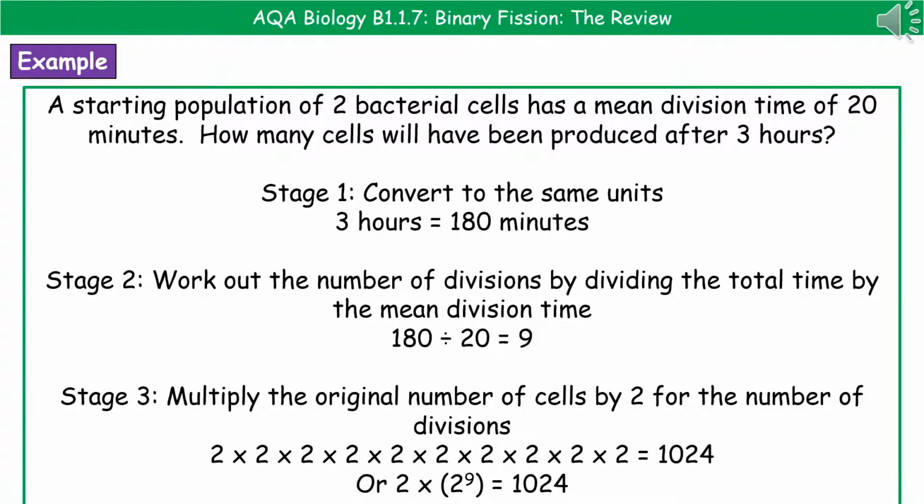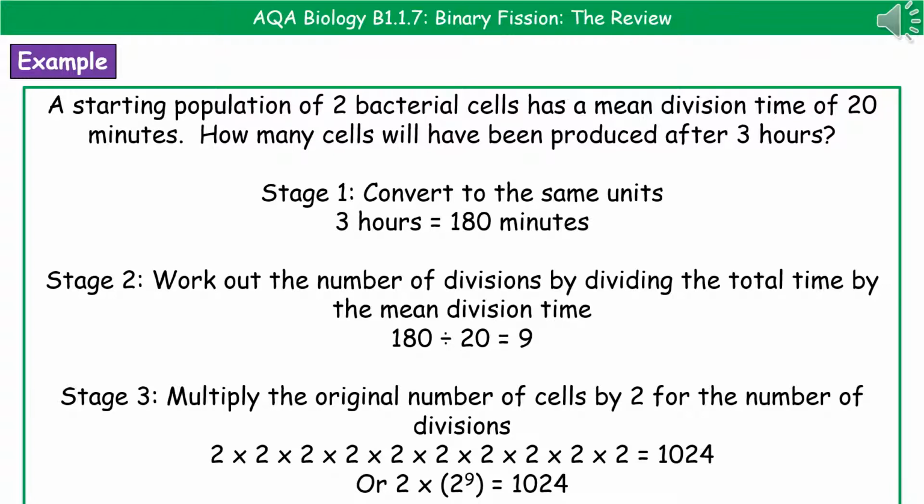Our 3rd and final stage then is that we need to multiply the original number of cells by 2 for the number of divisions we've seen. So you could do this as 2 times 2 times 2 times 2 times 2 times 2 times 2 times 2 times 2, which gives you 1024, which you can just sit and do on your calculator.